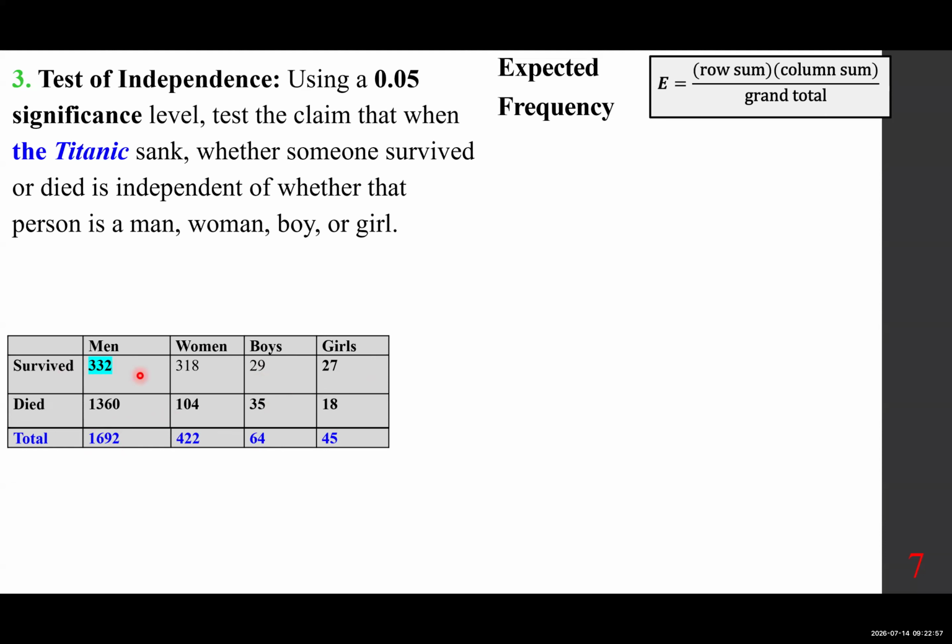And how many survive? Add 332, 318, 29, and 27. How many died? Add these four numbers. So we have the total. So this number is the grand total. Okay, so understanding the table. So this was given. We created a total along the columns, okay, the rows, and this is the grand total.